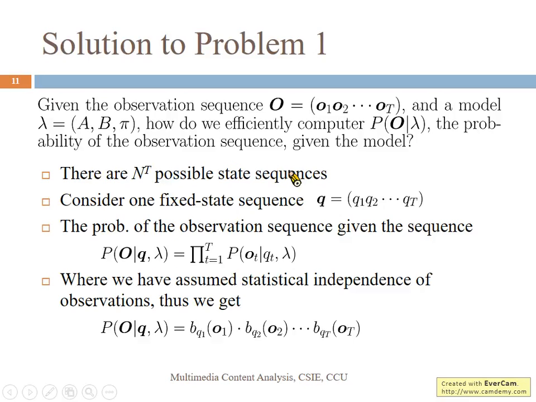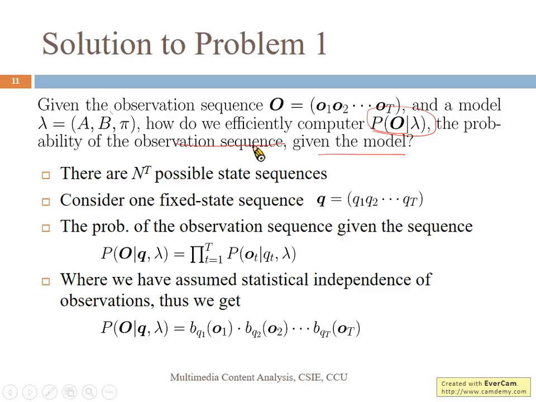We now solve the first problem. The first problem is: given the observation sequence O from O1 to OT and the model lambda equal to A, B, pi, how do we efficiently compute the probability of O given lambda? That is the probability of the observation sequence given the model.